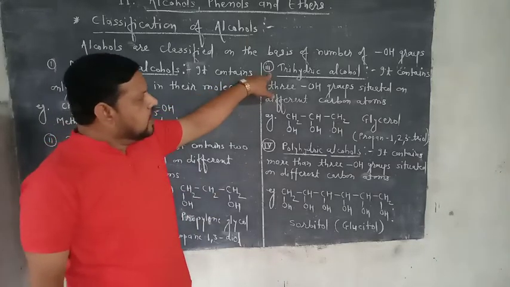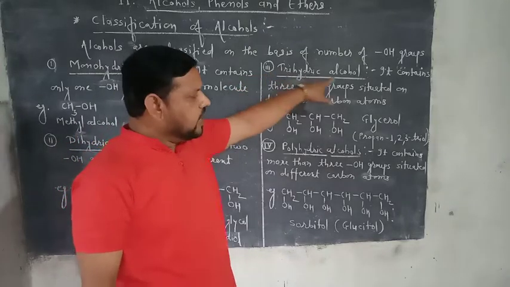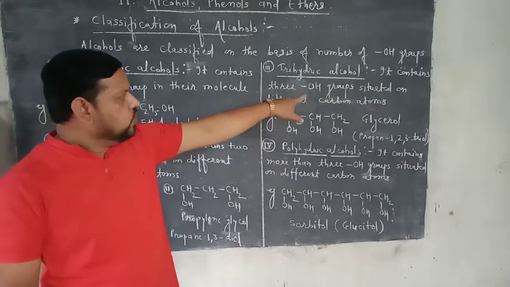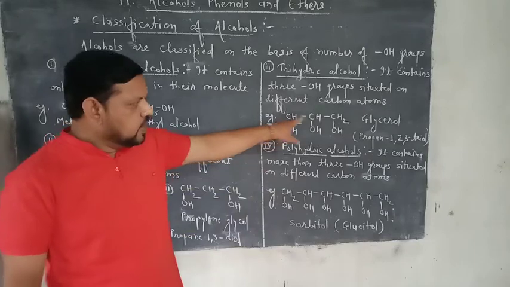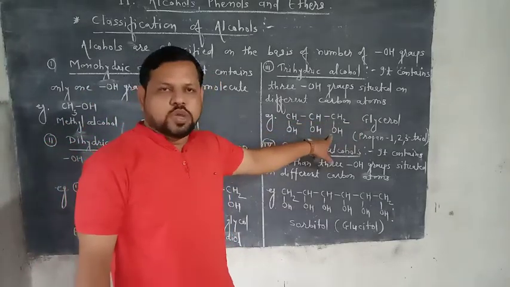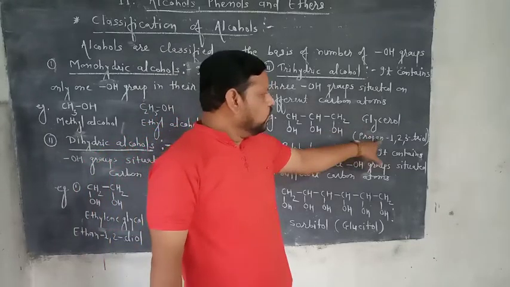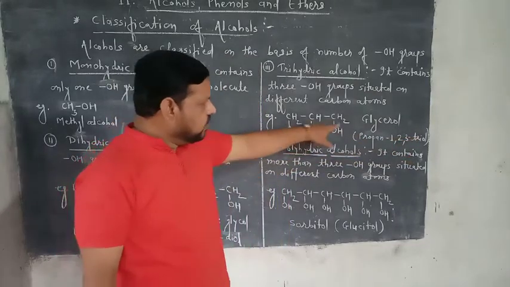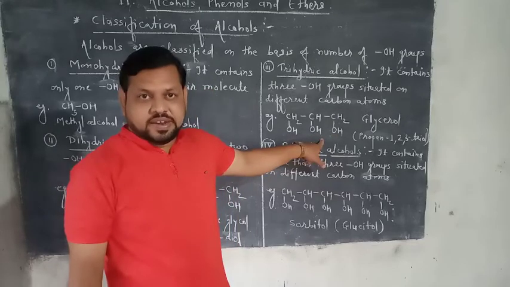Third class is trihydric alcohol. Trihydric alcohols contain three hydroxyl groups situated on different carbon atoms. For example, glycerol, that is CH2OH, CHOH, CH2OH. The IUPAC name of this glycerol is propane 1,2,3-triol. This glycerol we commonly call glycerin.